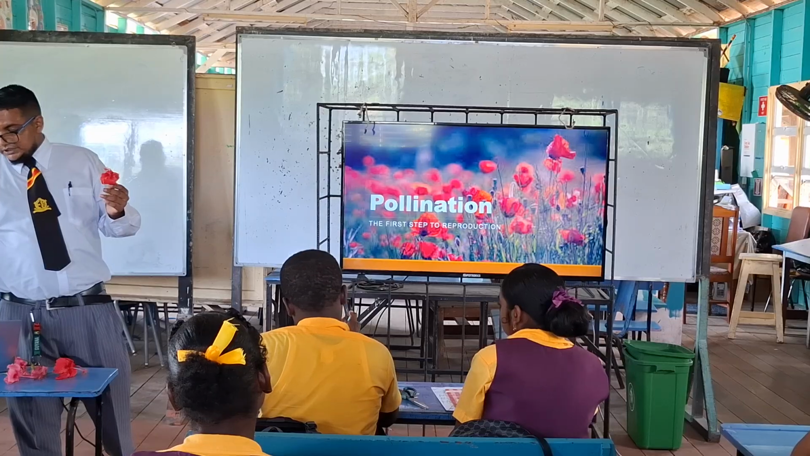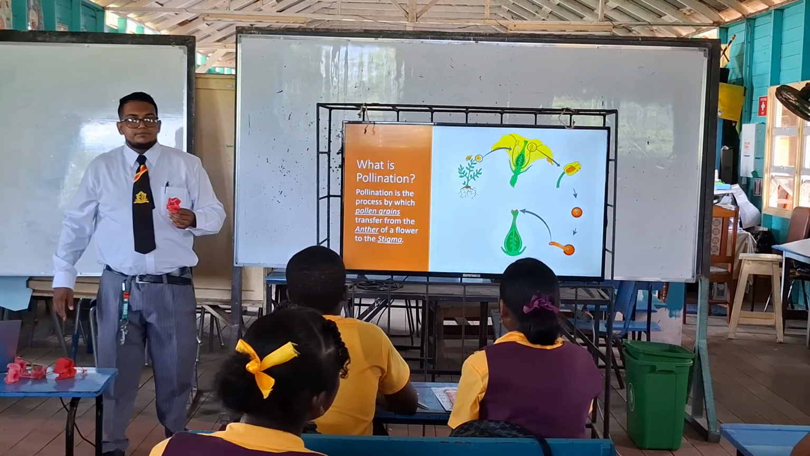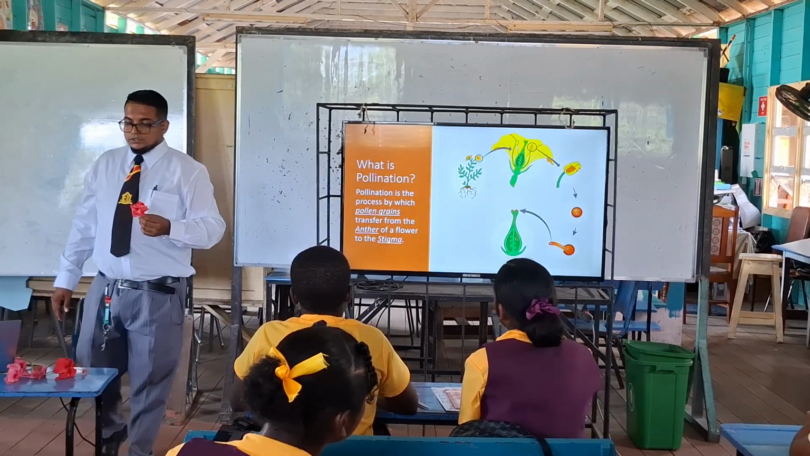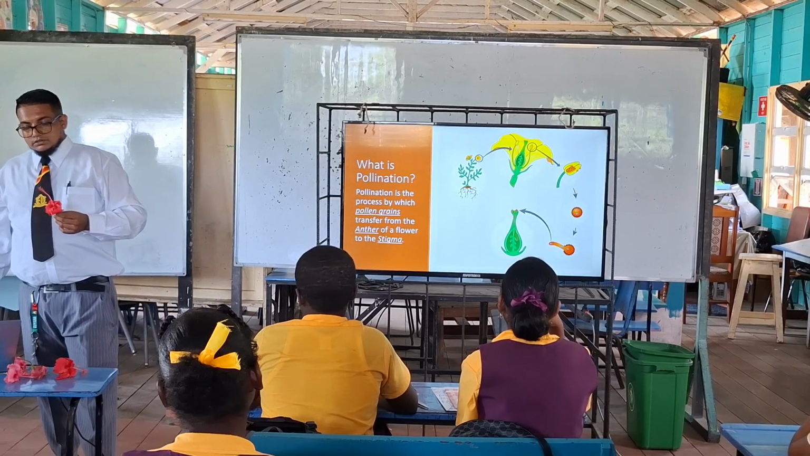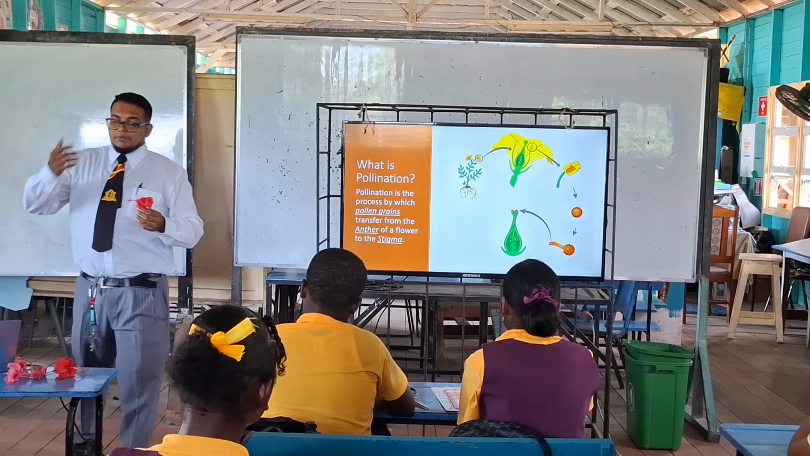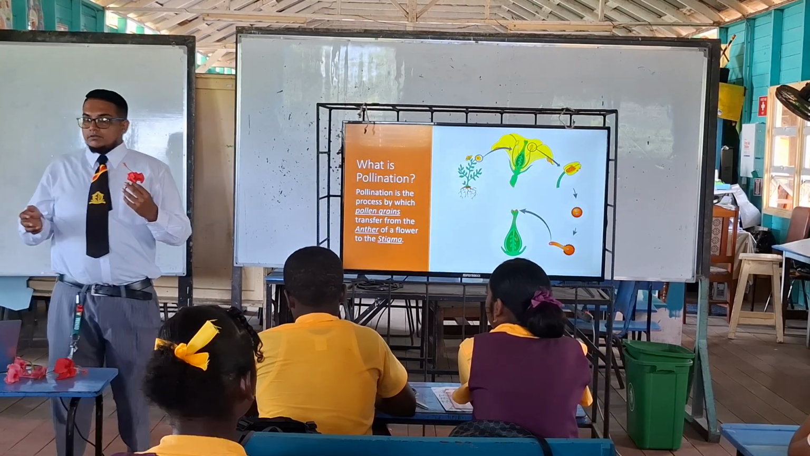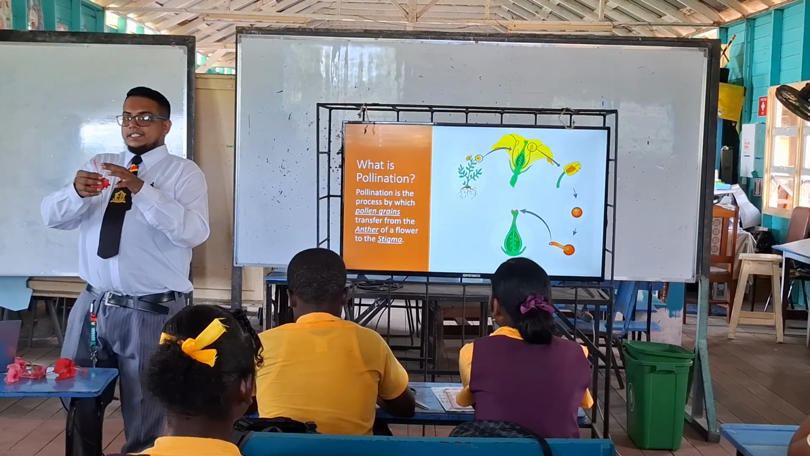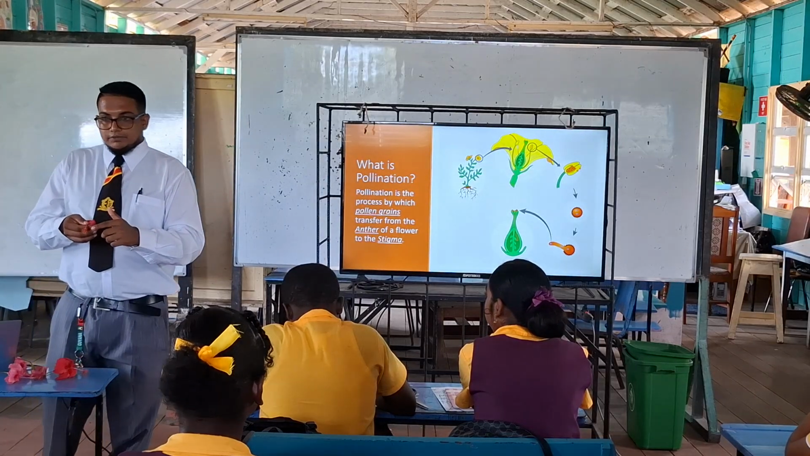So today our topic is pollination. And what is pollination? Briefly, what is pollination? Pollination is the process by which pollen grains transfer from the anther of a flower to the stigma. Right? Now going back to our flower here, where we see the pollen grains, those are the anther. Then at the top is the stigma.